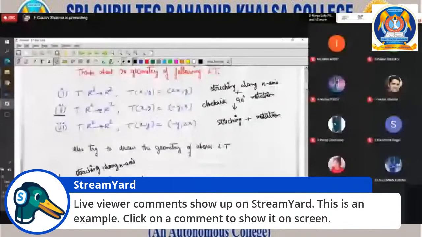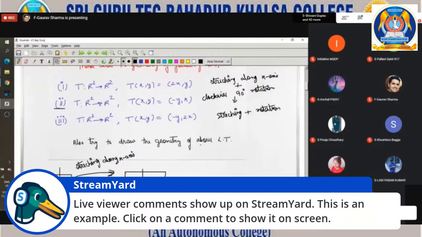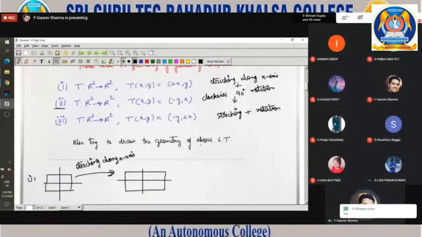Projection, right? And stretching along x-axis, stretching along y-axis. So we can do like this. So yes. Otherwise, we can discuss.